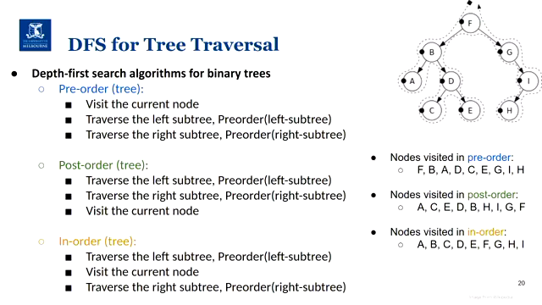Then I go to G, which is basically in-order on the right. I can't go any further on left. I visit G. I can still go left. I go to H, visit H, go back, visit I. Okay?